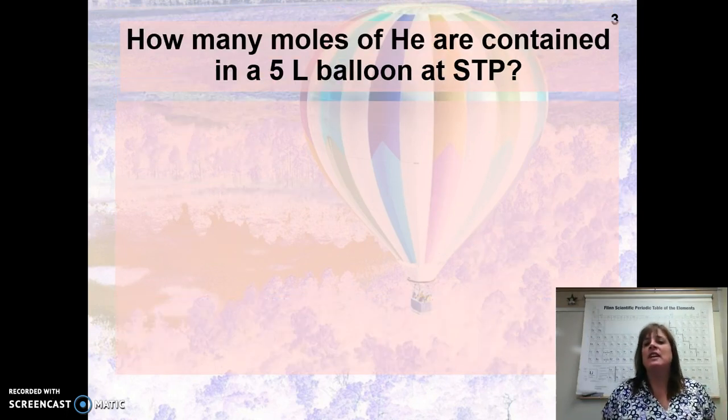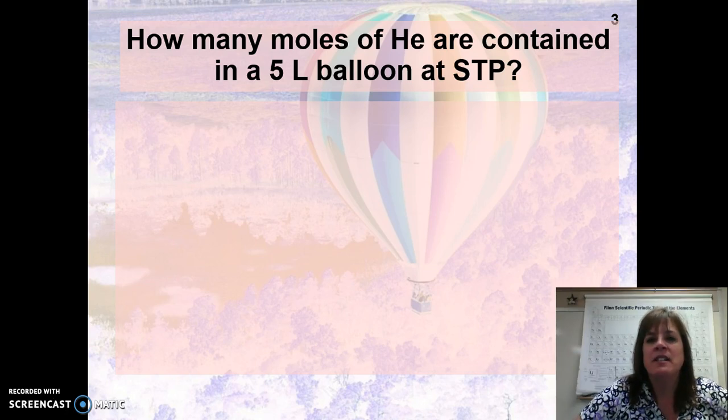How many moles of helium are in a 5-liter balloon at STP? Wait. I need conditions 1, N1 over V1, to equal conditions 2, N2 over V2, but I only have one number here. What am I going to do?